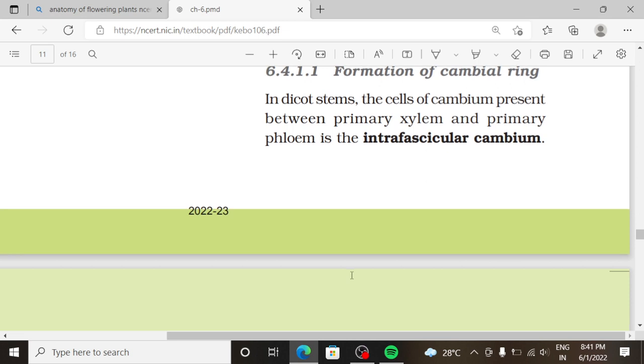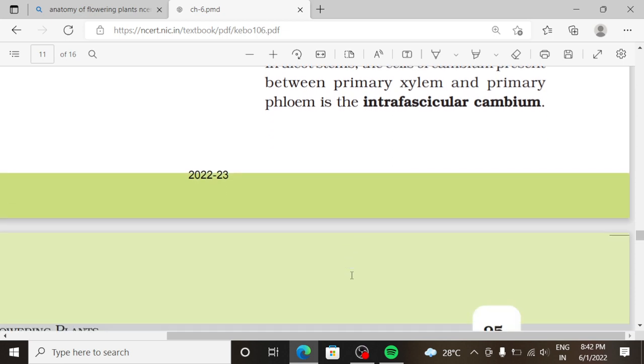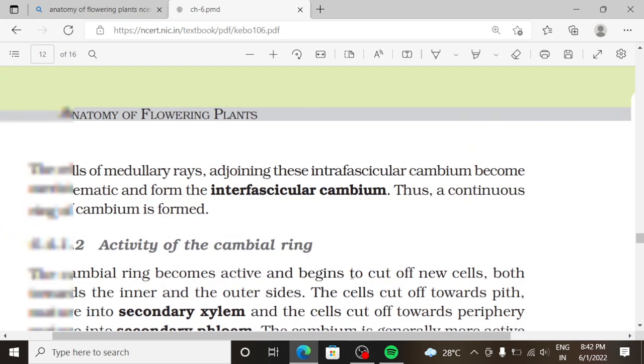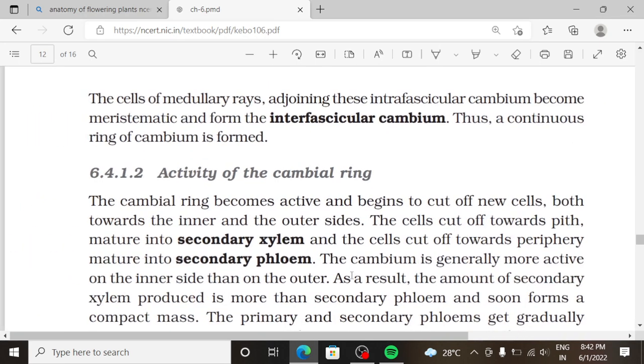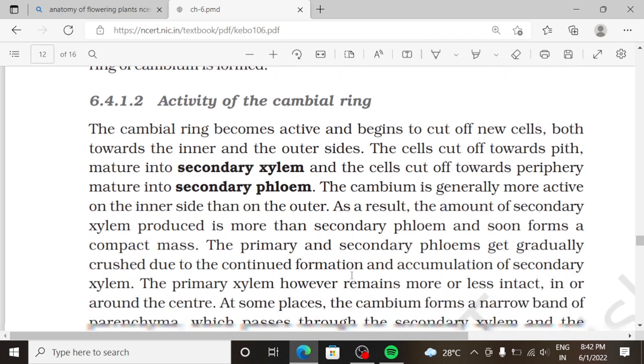Formation of cambial ring. In dicot stems, the cells of cambium present between primary xylem and primary phloem is the intrafascicular cambium. The cells of medullary rays adjoining these intrafascicular cambium become meristematic and form the interfascicular cambium. Thus, a continuous ring of cambium is formed. Activity of the cambial ring.